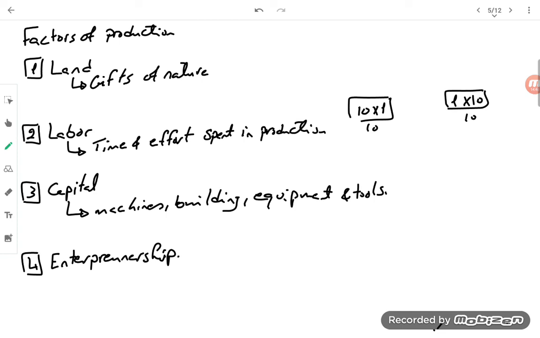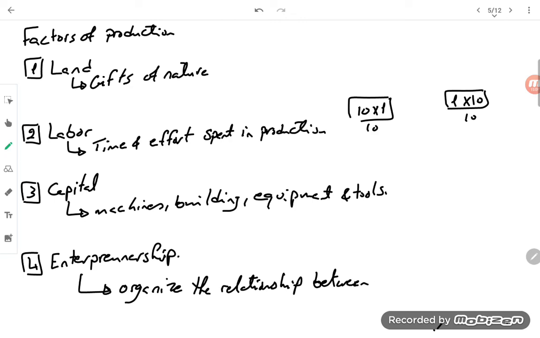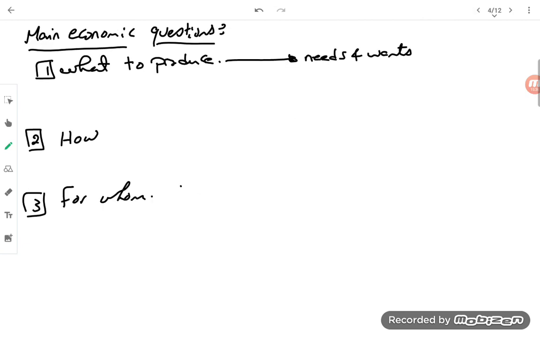What about entrepreneurship? Entrepreneurship is the person who organizes the relationship between the three other factors. So he is somehow like the manager who manages the relationship between land, labor, and capital. So these are the factors of production that will be used in order to produce the commodity which has been identified in question number 1.